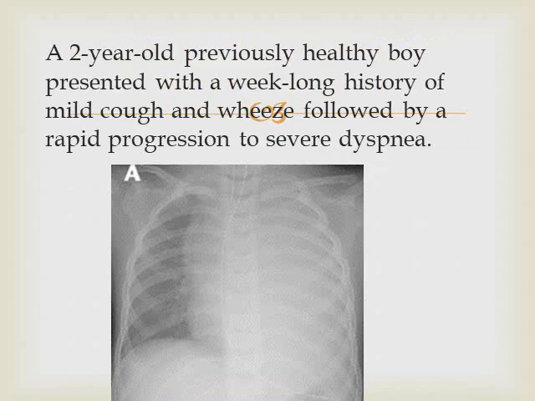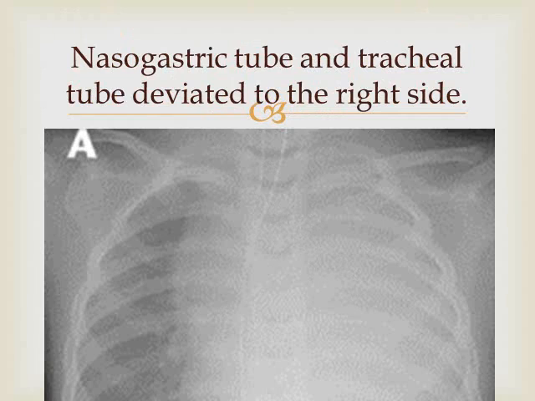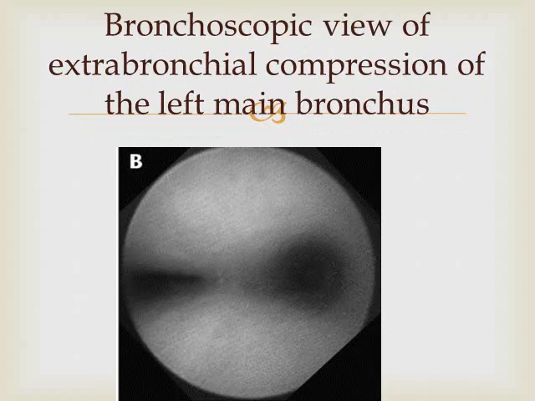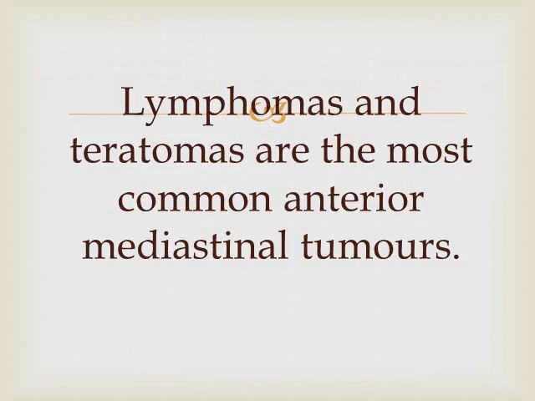A 2-year-old previously healthy boy presented with a week-long history of mild cough and wheeze followed by rapid progression to severe dyspnea. Chest X-ray showed whiteout of the left lung with contralateral mediastinal shift. A nasogastric tube and a tracheal tube were deviated to the right side. Bronchoscopic view showed extrabronchial compression of the left main bronchus. So enhanced chest CT scan demonstrated a large homogeneous tumor in the anterior mediastinum. So lymphomas and teratomas are the most common anterior mediastinal tumors.